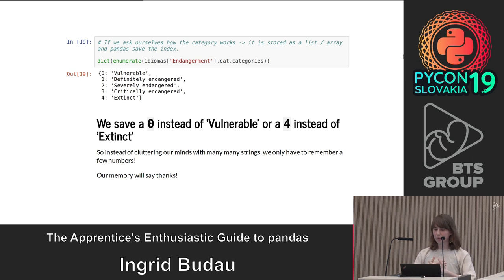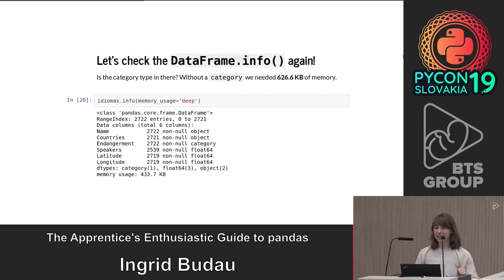So we don't have to clutter our minds with many, many strings. We only have to remember a few numbers. So our memory will also say thanks. If we check the data frame info again, so before, if you remember, we occupied 600 kilobytes of memory. Now, if we look on the last row, the memory usage is only 433, because we save so much more space through knowing exactly what number each category is, each value from the category.